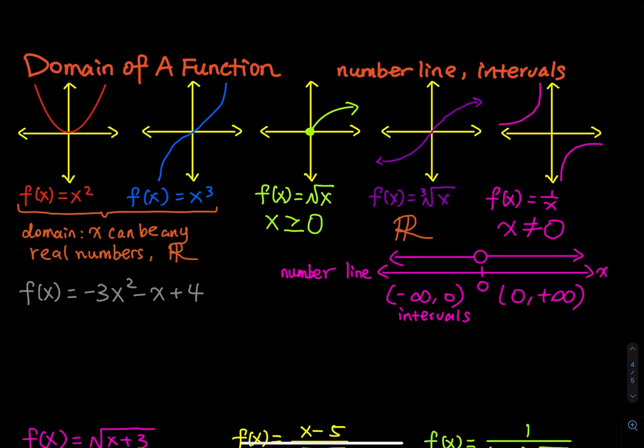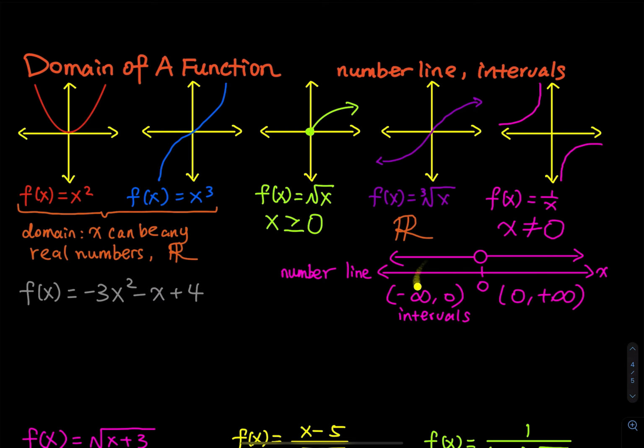Now, the last one, the reciprocal function. 1 over x, I get a graph like that. So for this one, 1 over x, clearly you don't want x to be equal to 0 because 1 divided by 0 is undefined. So when you draw the domain, you have to take the 0 out. The ways that I prefer to write the domain is using a number line, using interval notation, or using an inequality. For the number line, I draw a number line, I put a 0 in the middle, and then I put an open circle on top of 0.